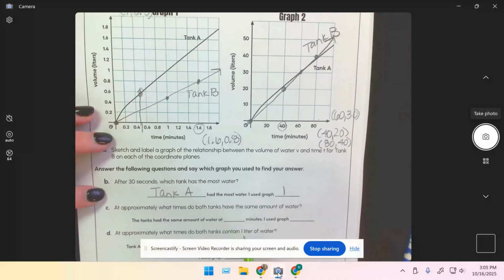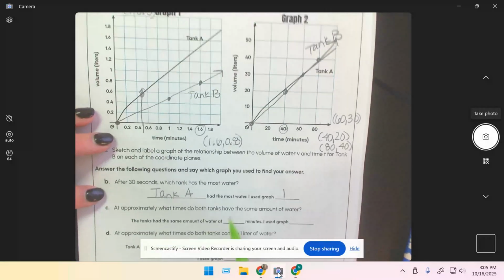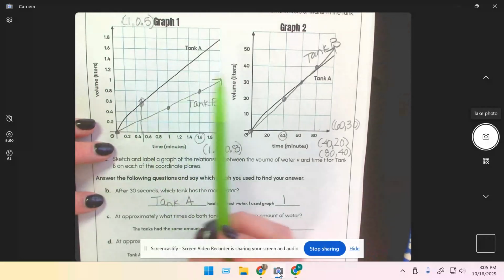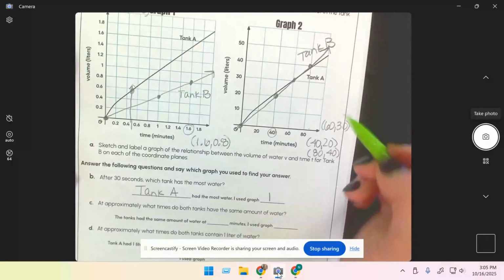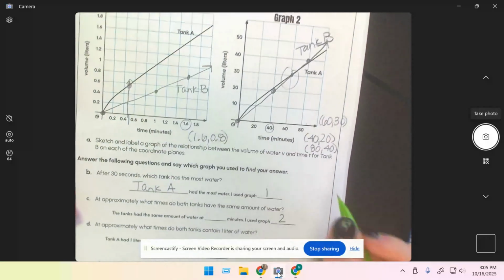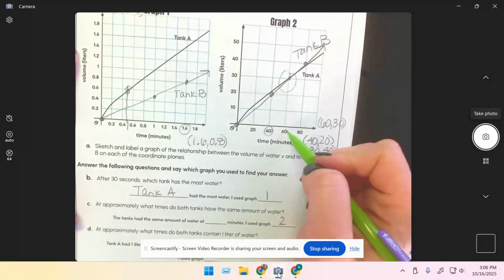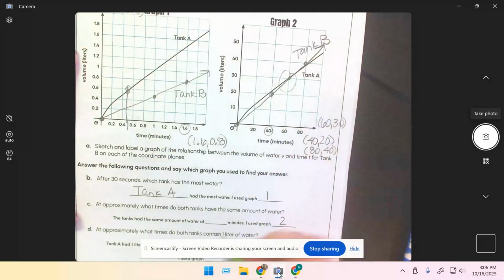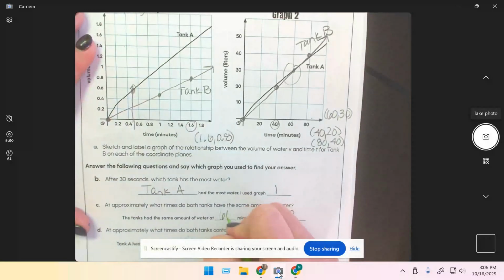Okay, let's look at number 2. Approximately what times do both tanks have the same amount of water? Well, if you look at graph 1, I don't see anywhere where they cross besides 0. So let's check graph 2. If you see graph 2, they cross right here. So I'm going to use graph 2 to say, again, the question is what times? So if you look right here, I'm going to say approximately 60 minutes.